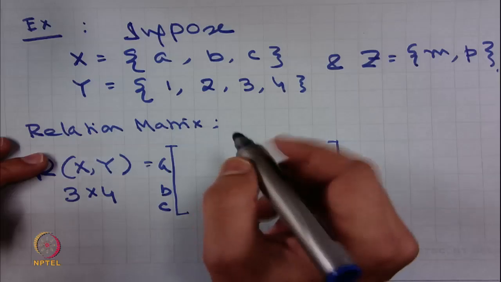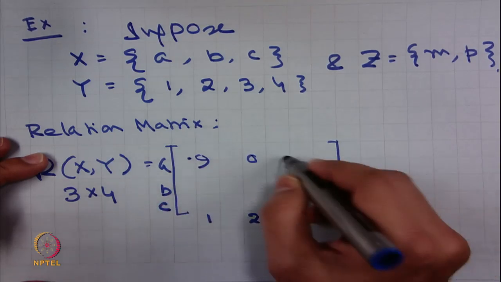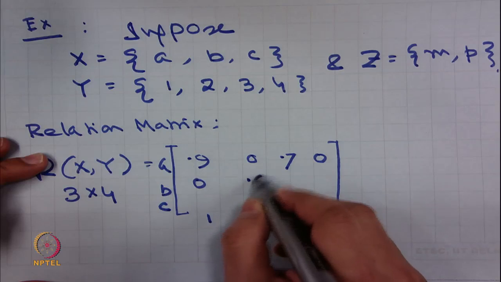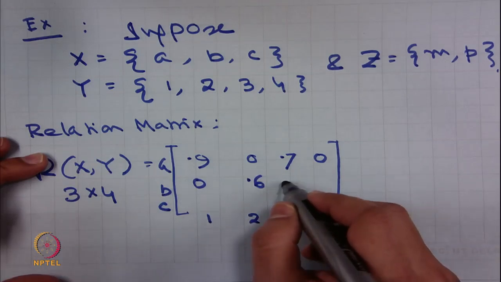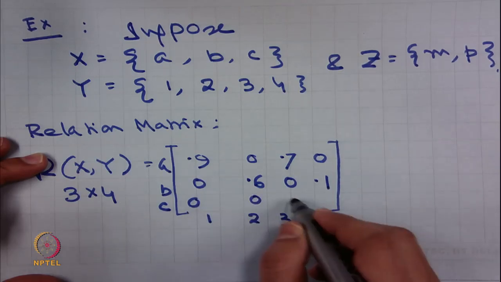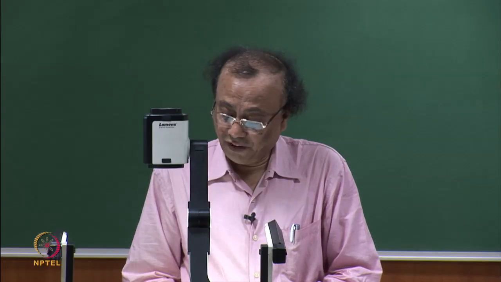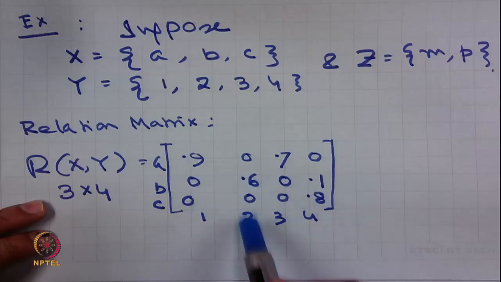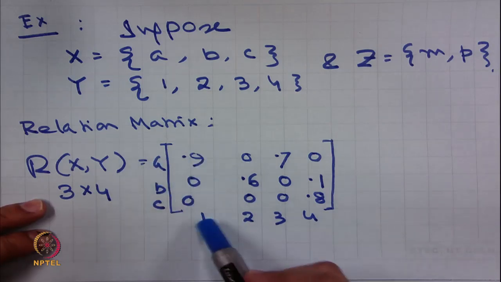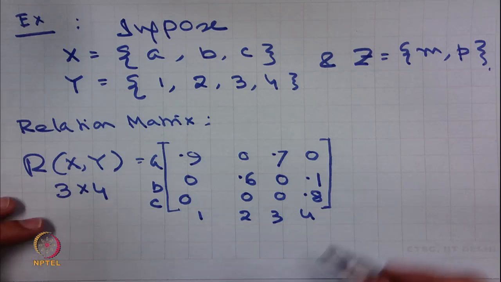For example, suppose this matrix is 0.9, 0, 0.7, 0, 0, 0.6, 0, 0.1 and 0, 0, 0, 0.8. This effectively says that, say, A is not related with 2, but the strength of relation between A and 1 is 0.9. Similarly, for all other elements.